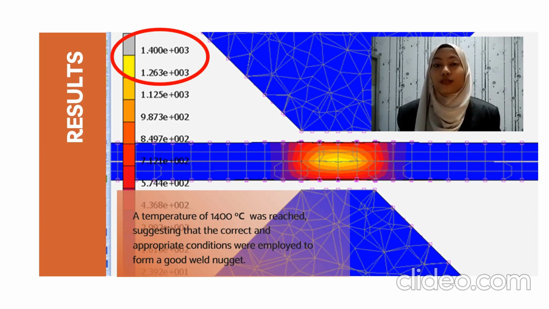Temperatures between 1300 degrees Celsius and 1500 degrees Celsius are thought to be ideal for forming a well-formed weld nugget according to theories. In this observation, a temperature of 1400 degrees Celsius was reached, as you can see on the circle point, proving that the correct and appropriate parameters were used to ensure that the weld nugget was produced in an attractive manner.